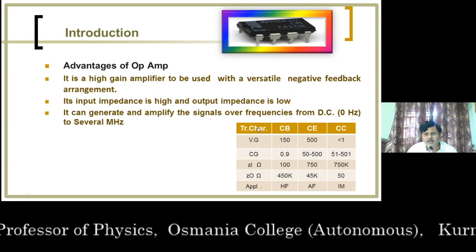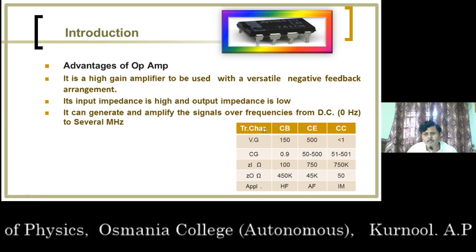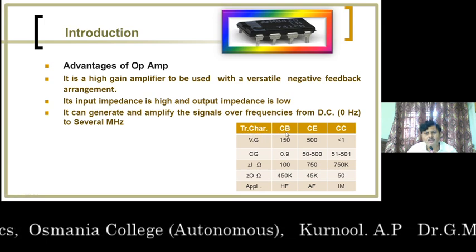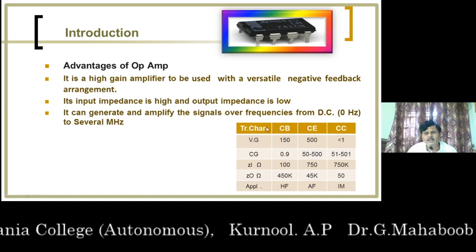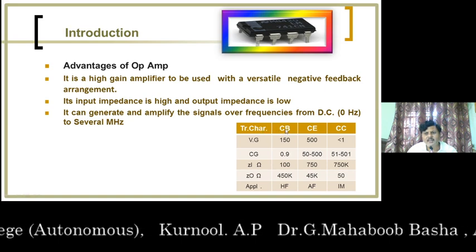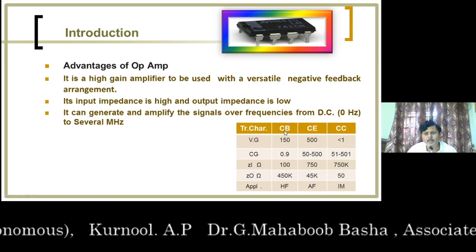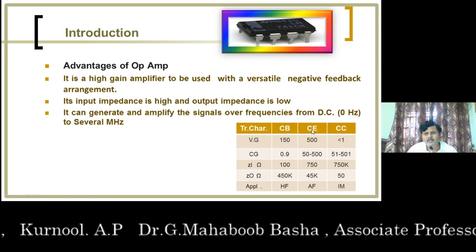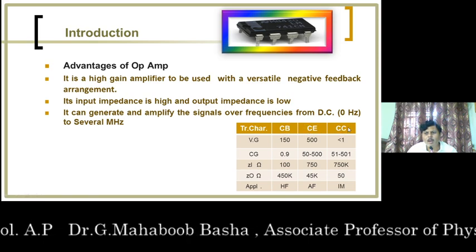The transistor is an electronic device having three terminals: emitter, base, and collector. We use the transistor in three configuration modes: one is common base, the other is common emitter, and next common collector.